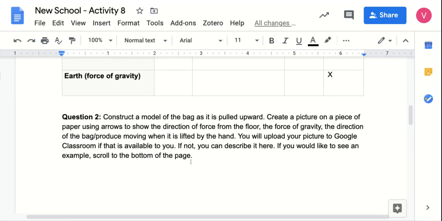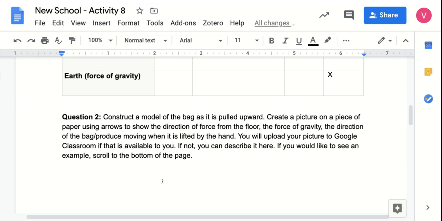Question 2. Construct a model of the bag as it is pulled upward. Create a picture on a piece of paper using arrows to show the direction of the force from the floor, the force of gravity, and the direction the produce bag is moving when it's lifted by the hand. If you can, upload your picture to Google Classroom. That would be awesome. If not, you can describe the model right here.